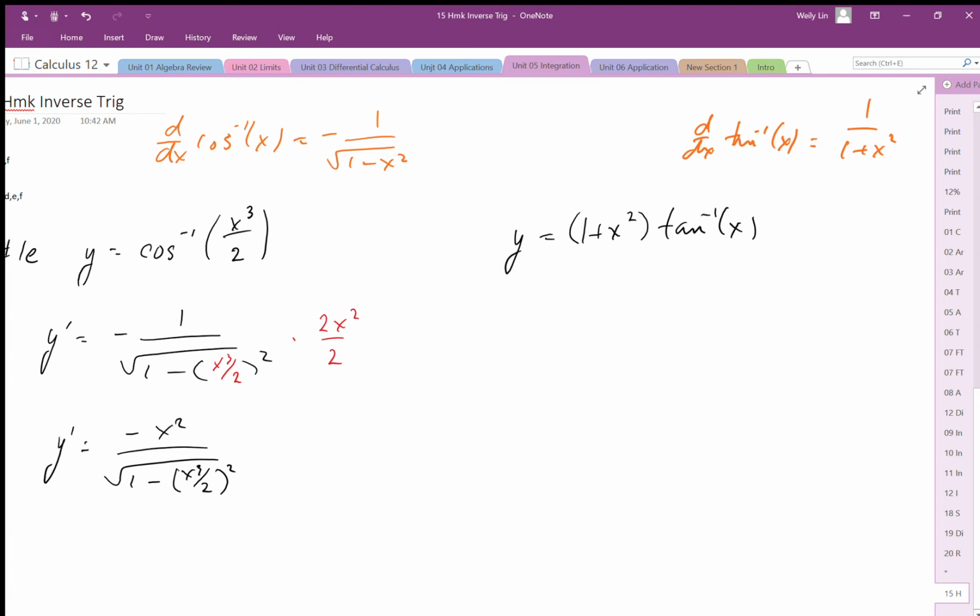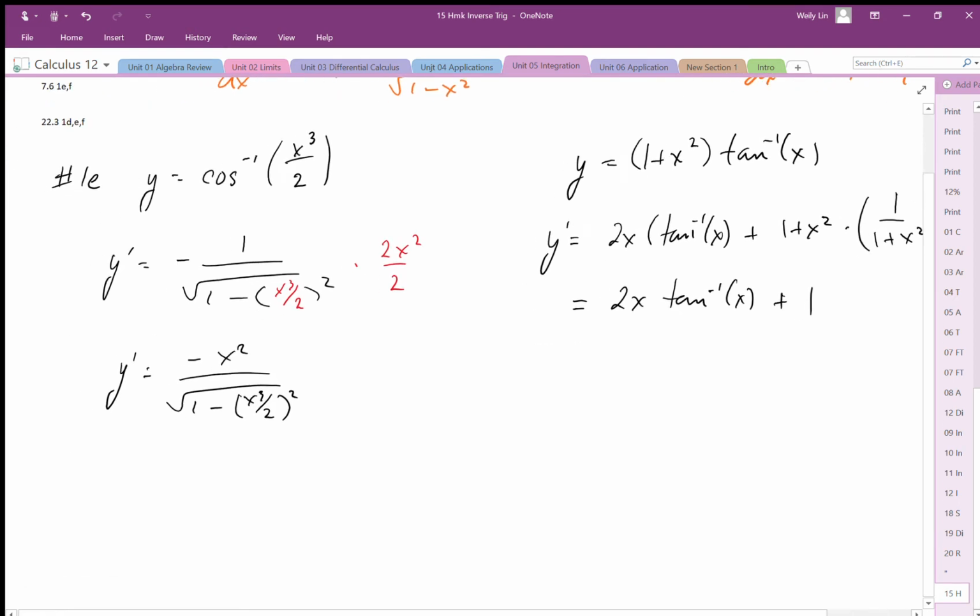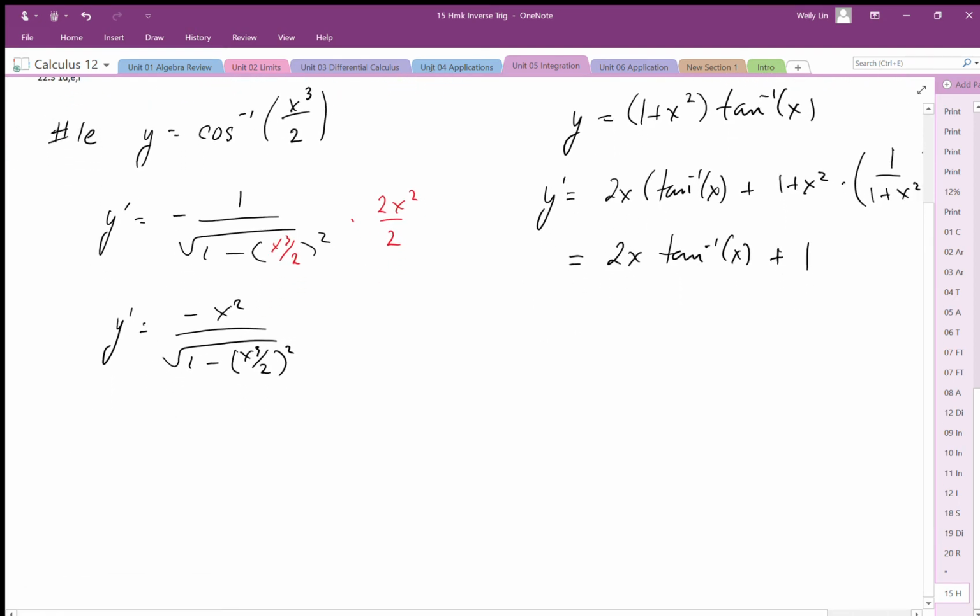And so when we differentiate this, we need to apply the chain rule, or sorry, the product rule. So we're going to differentiate this piece, and then we leave the arctan, plus 1 plus x squared times the derivative of arctan, which is going to be 1 over 1 plus x squared. Okay, so then this ends up canceling out. So we end up with 2x arctan x plus 1. Okay. Looking at 22.3.